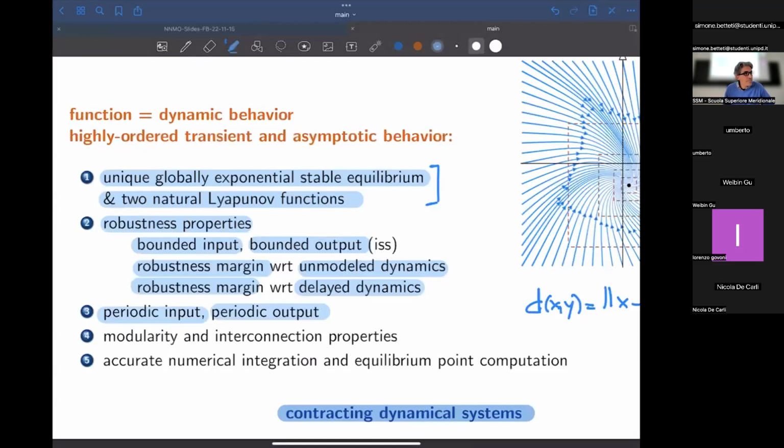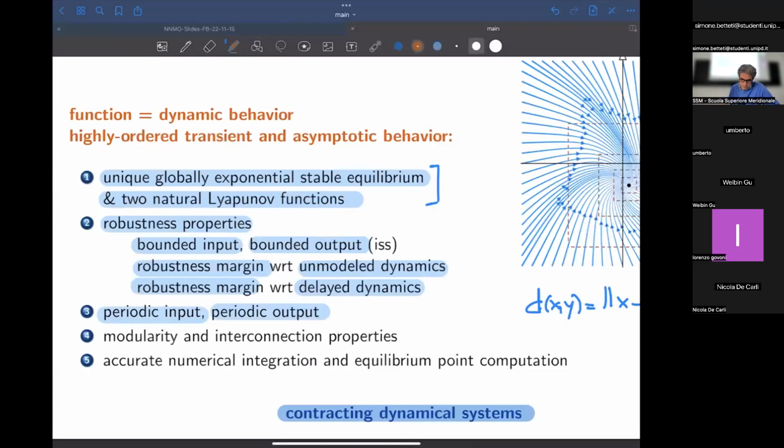However, I know that if the interconnection from the central pattern generators, which is the name of those groups of neurons that generate a periodic signal, all the way to the animal moving in water, if that interconnection is contracting, then it turns out that the main contraction theorem tells me, yes, it's true. Periodic input, periodic output. All right.